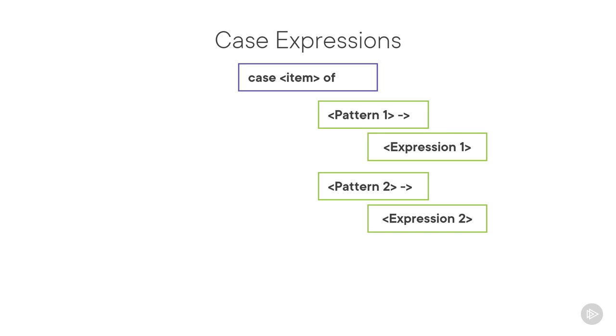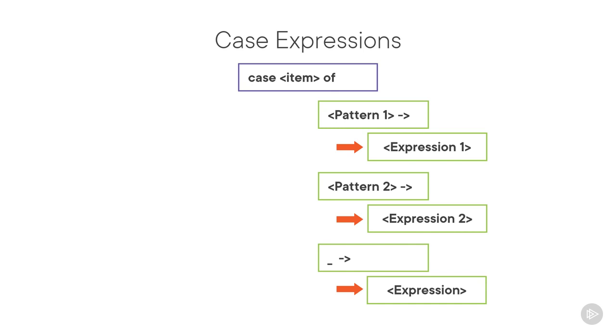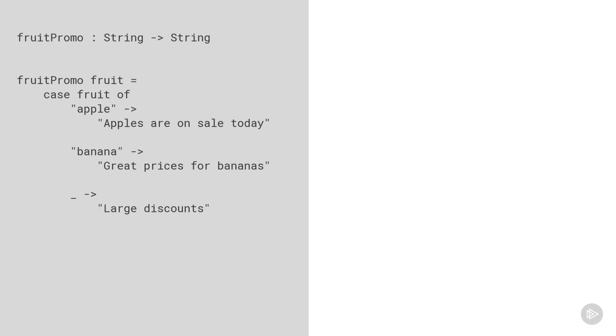It's also possible to add a default match. Underscore is used to signal the final default match, which returns its corresponding expression. Just like if expressions, all these possible return values must have the same type. Also, a case expression can be assigned to a new function. Here is a code example of a case expression.